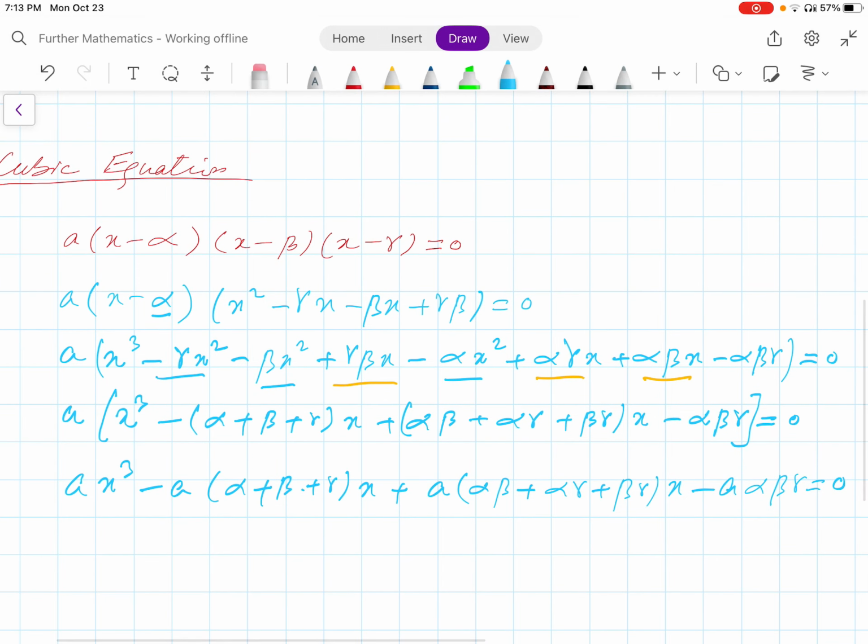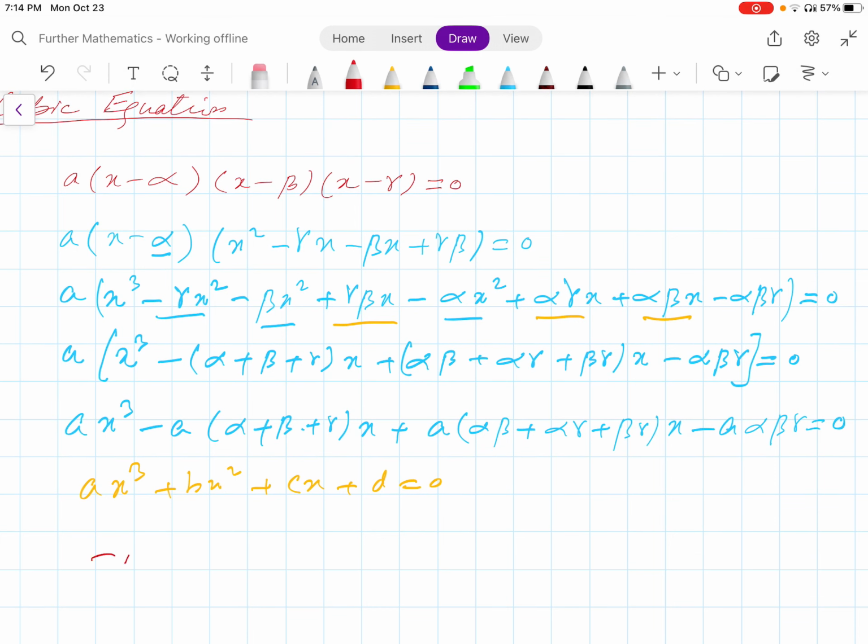So if we compare it with the standard cubic equation, which is ax cubed plus bx squared plus cx plus d equals 0, we'll compare the coefficients here. So coefficient comparison gives us minus a times alpha plus beta plus gamma equals b. So the sum of roots in a cubic equation, alpha plus beta plus gamma, is minus b over a. So b is the coefficient of x squared and a is the coefficient of x cubed in this.